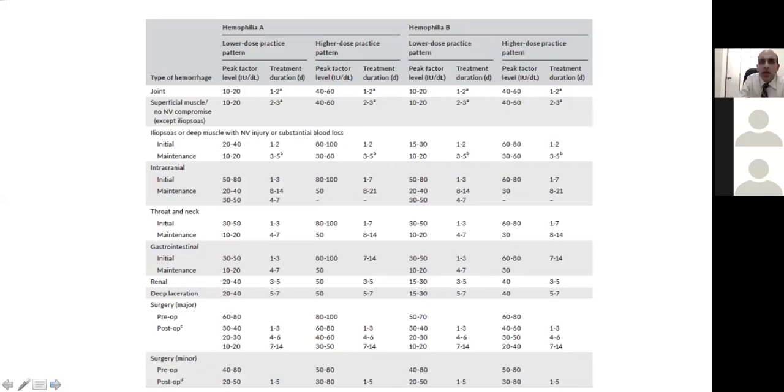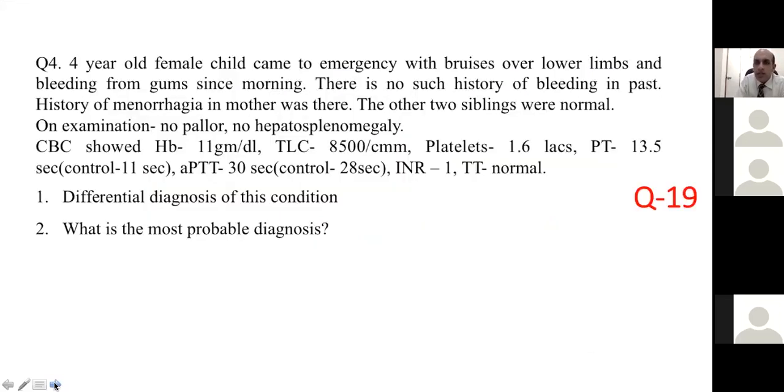In lower income countries, even the lower doses of factors have been found to be useful. So for joint bleed, even if you say that 20 units per kg is something that you want to use, that should be fine if it is a hemophilia A.